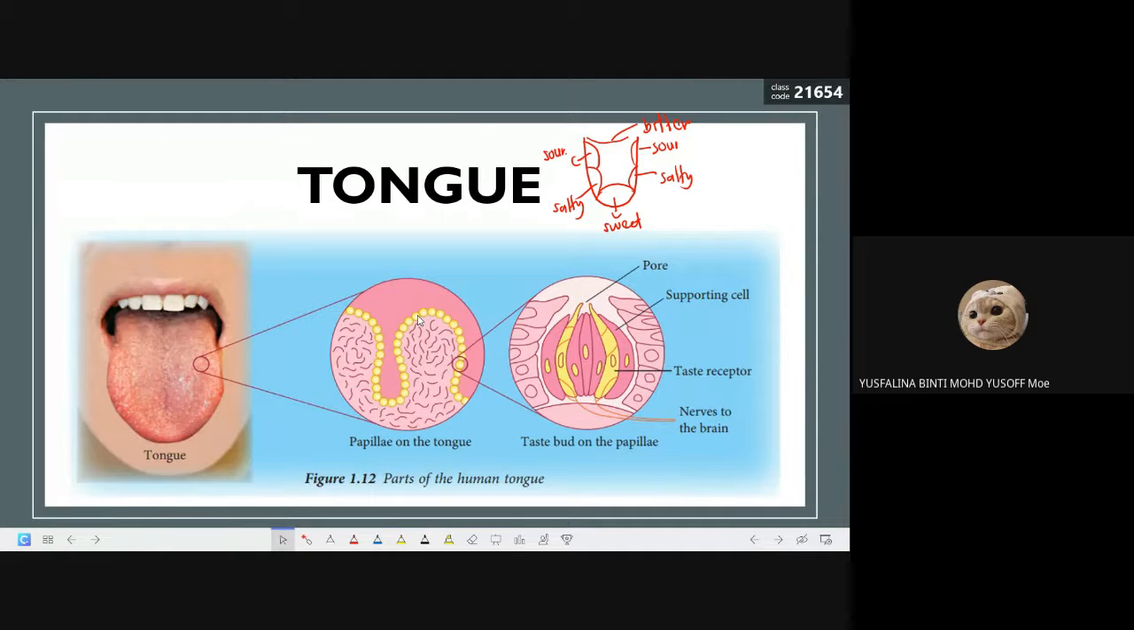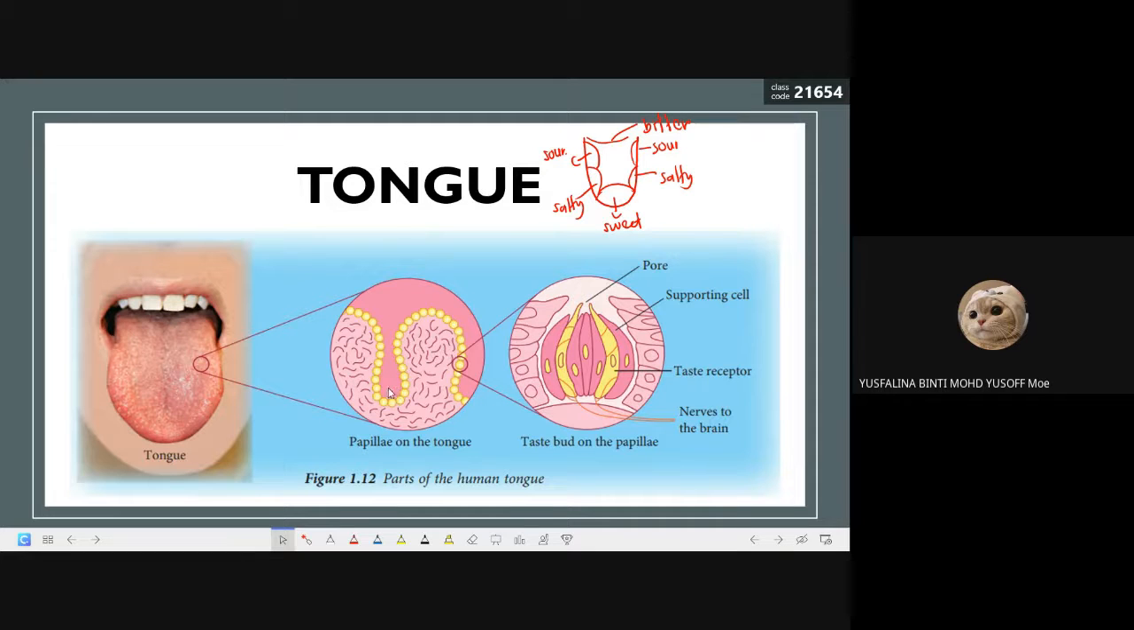So, papilla. If you can see the yellow one here, the round one, the circle one, I take one and make it bigger. This is actually for one bump only. I make it bigger, so it will look like this, and this one we call a papilla.